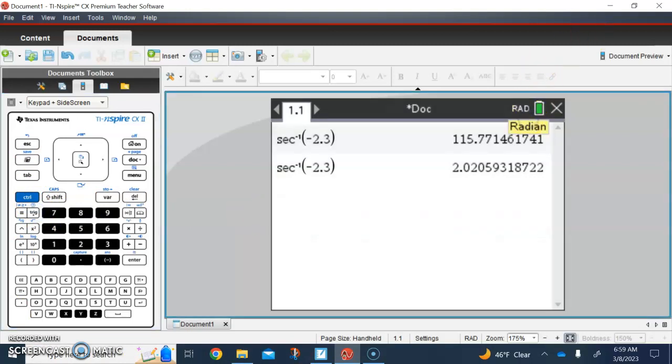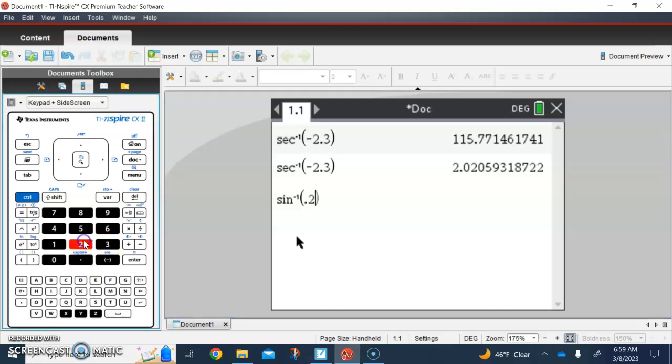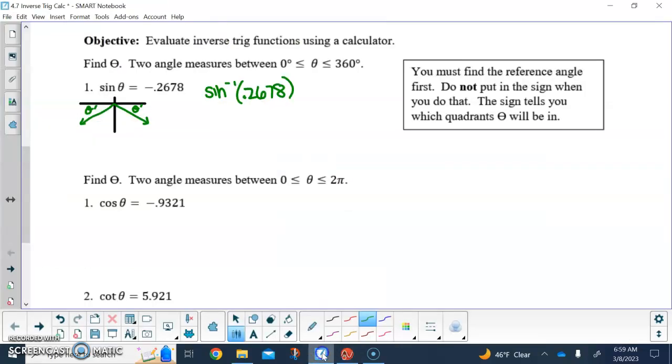Let me make sure this is in the correct mode. I need this back in degree mode because we're from 0 to 360 this time. So we're going to do sine inverse of 0.2678, and that gives us 15.533, okay? What that means is that 15.533 is the measure of your reference angle, so this would be 15.533, and this would be 15.533, okay?